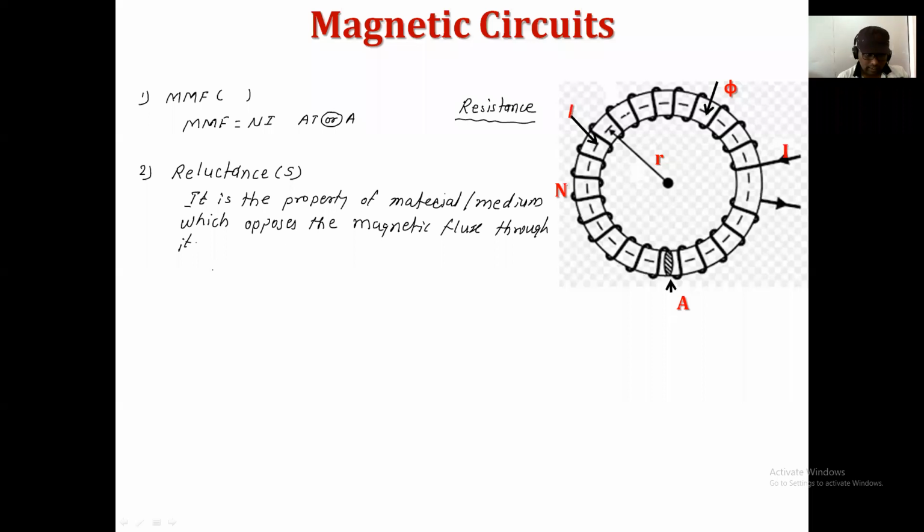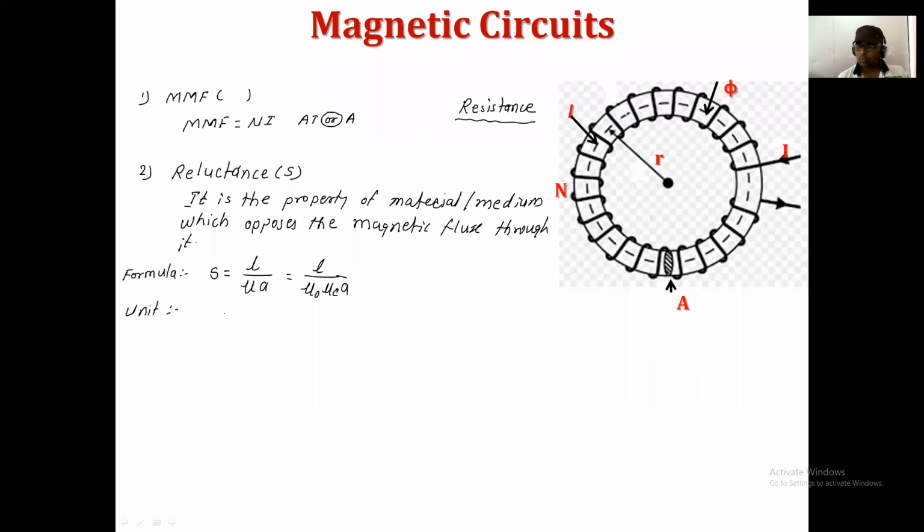And then, as we have that formula, S is equal to L divided by mu A. किंवा तुम्ही असंच लिहू शकता, L divided by mu म्हणजेच काय? mu 0 into mu R A. This is the formula for reluctance. Now we have to find out its unit. Okay, how to find out that unit? What is our basic formula in the magnetic circuit?